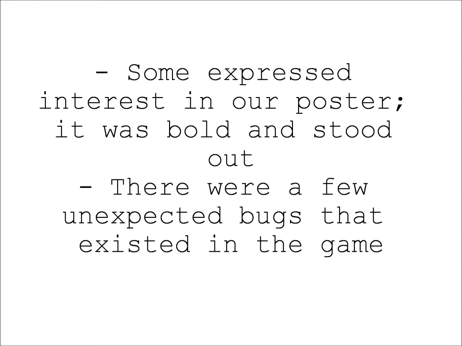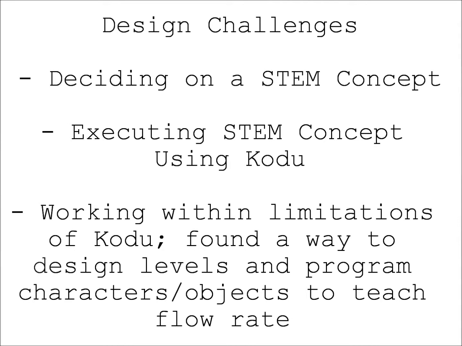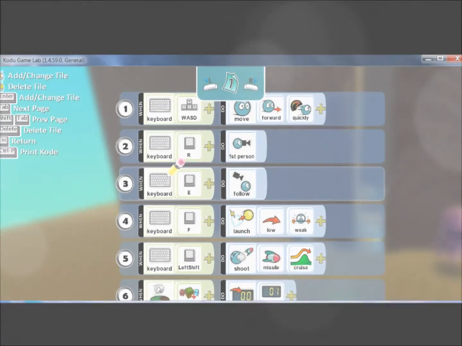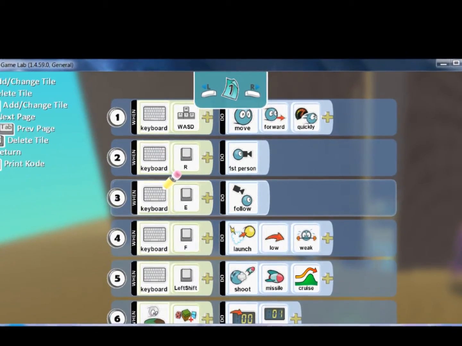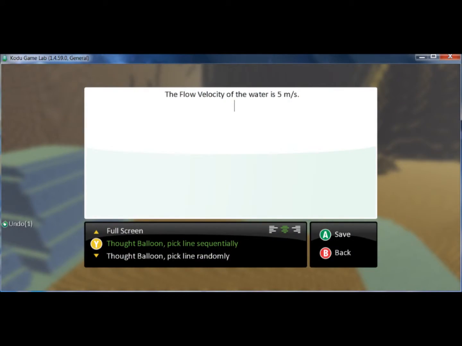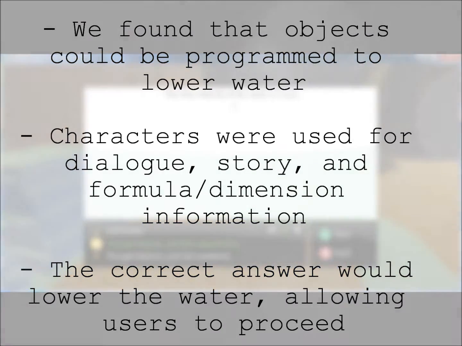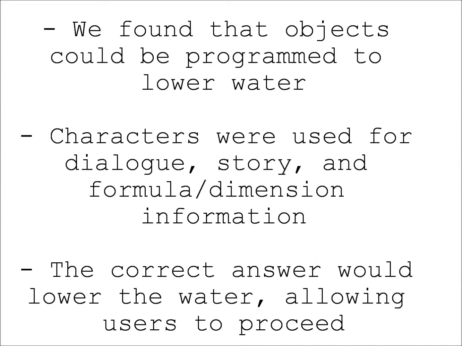What design challenges did we face, and how did we address those challenges? We first had to decide on a STEM concept to teach. It had to be a STEM concept not traditionally taught in K through 12 schooling and could be taught through Kodu. We had to learn Kodu and work around the limitations of the program to teach our STEM concept. We explored the program and found out that there was a way to program water levels and came up with our idea to teach flow rate. We had to find a way to teach this concept through a game, use characters for dialogue, and to present the problem. The correct answers would lower the water, which would allow the player's character to proceed to the next level.